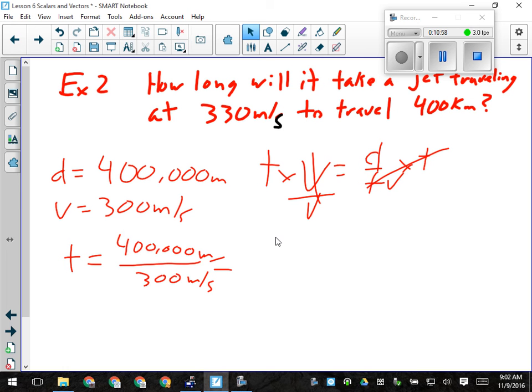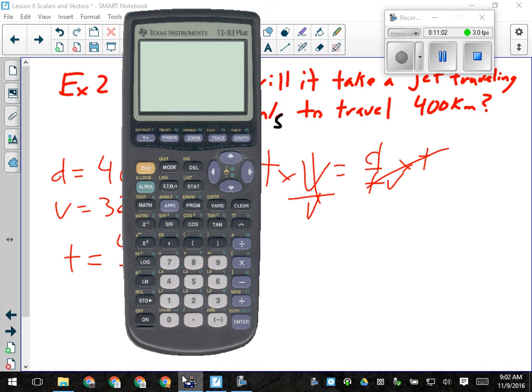Sorry, 330, right, because it's the speed of sound, actually. 330 meters per second is how fast sound travels. Okay, 400,000 divided by 330. So at the speed of sound, it would take 1,212 seconds, or 20 minutes, to travel 400 kilometers at the speed of sound.